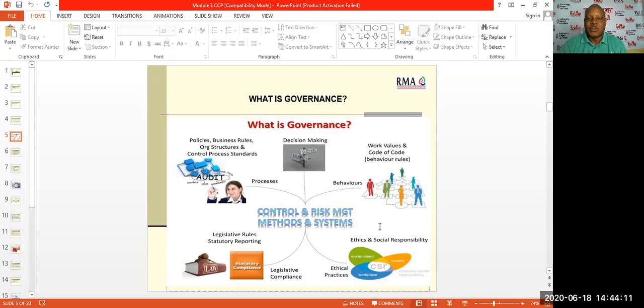But the starting point really for good corporate governance is to come up with policies and business rules and structures and control processes and standards well established and embedded in such organizations in order to create the fillip and the platform for an effective corporate governance practice in every organization. That's very important.